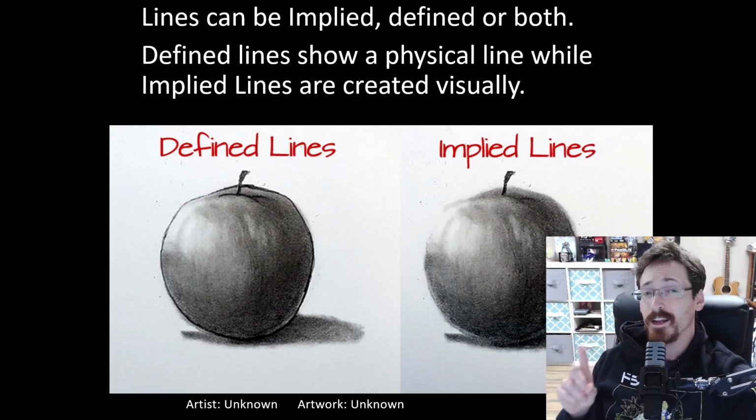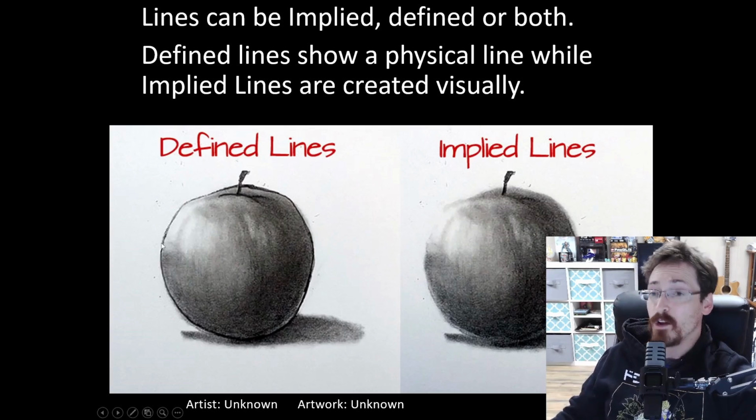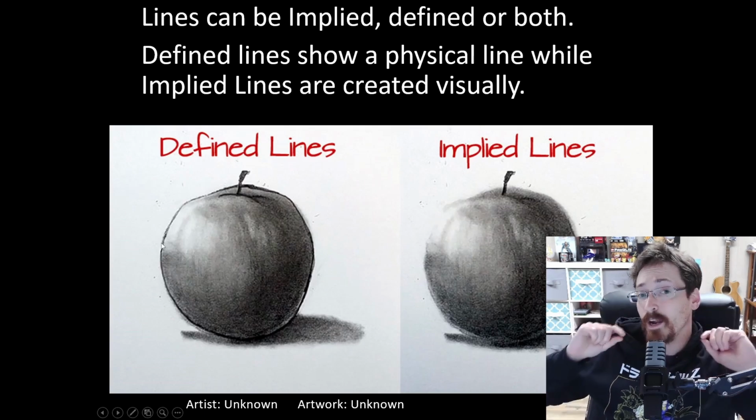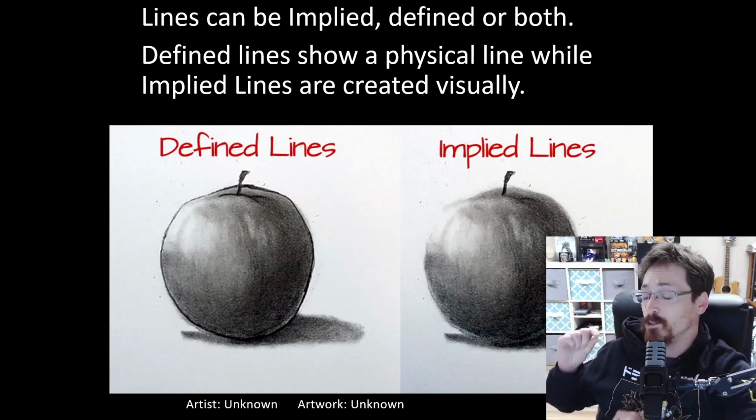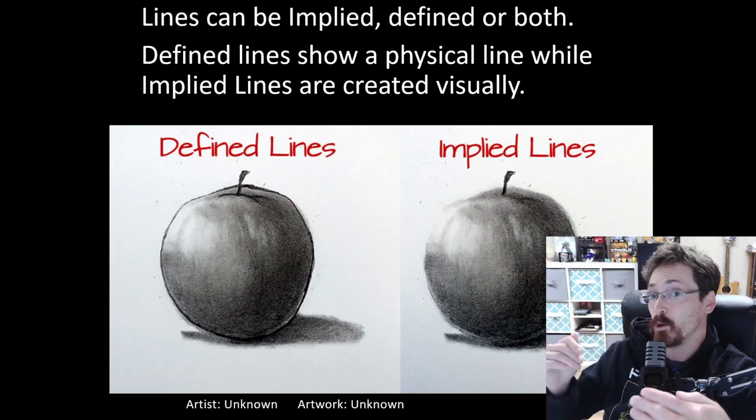A defined line is a line that separates 2 objects. For instance, you have a defined line around the apple on the left, where a defined line is separating the foreground from the background. You see a distinct black line around the apple that tells your eye this is different from the background and the foreground. It separates 2 different areas.